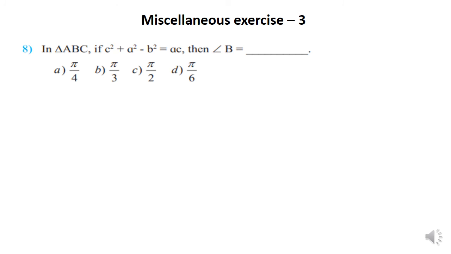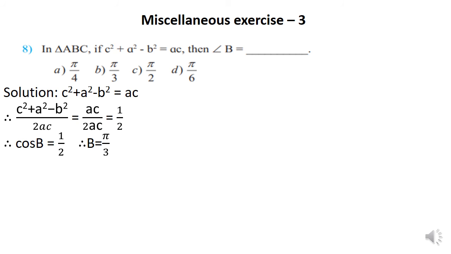In triangle ABC, if c square plus a square minus b square is equal to ac, then what is angle B? Some options have been given here. You have to find the correct option actually. So, c square plus a square minus b square is equal to ac. We divide both the sides by 2ac. So the RHS becomes ac upon 2ac, which is 1 upon 2. And what about the LHS? In the LHS we get the formula for cos B by the cosine rule. So cos B is half, or B becomes pi by 3. Thus the option B is the right one, isn't it?